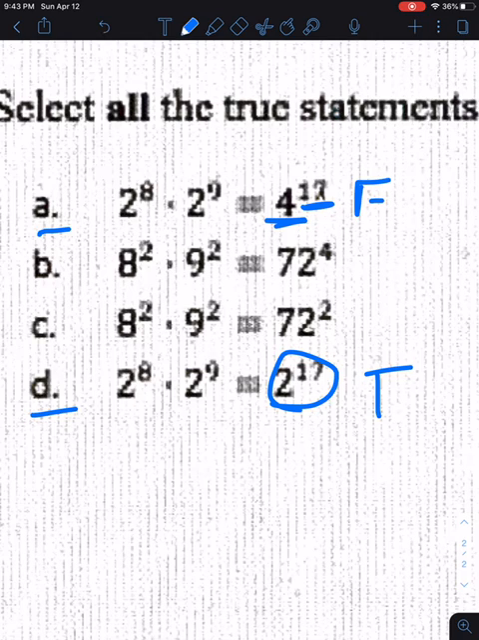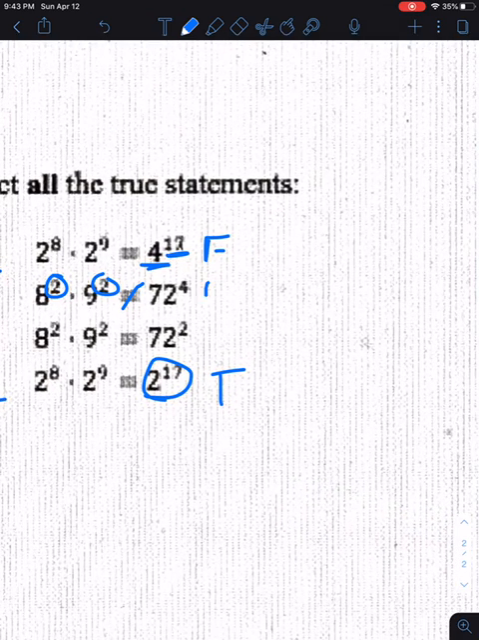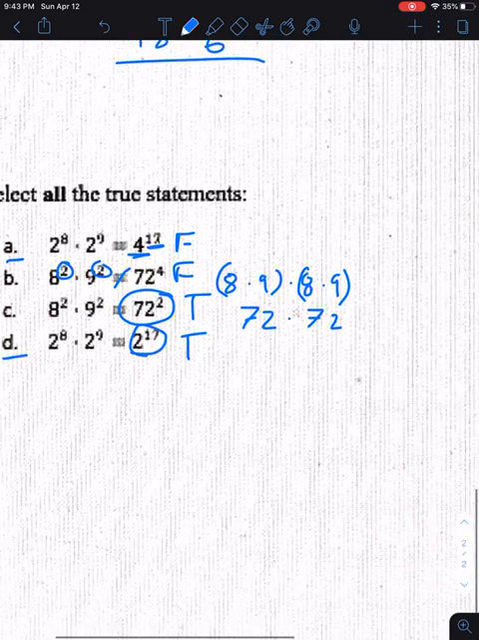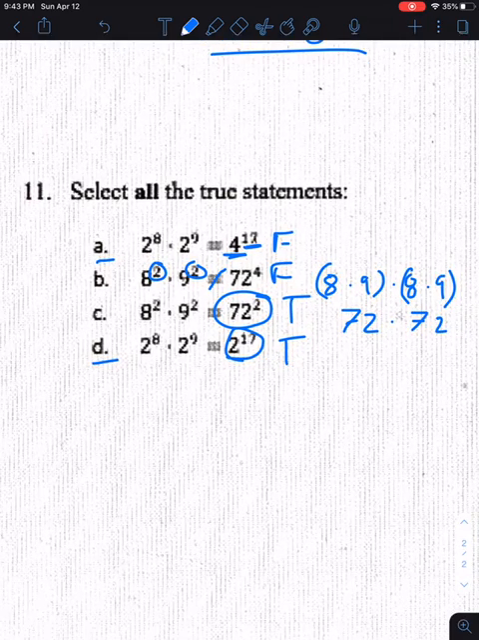All right, let's go on to the next one. So we've got 8 squared times 9 squared equals 72 to the 4th. Okay, so we've got the same exponent here. Great, which means we should have the same exponent here. Oh, but we don't. Okay, so that's a red flag. That one tells us it's not true. So we know this is false, but if we had 8 times 9, and we have both of them show up twice, so we have 2 8s and 2 9s. So 8 times 9 does equal 72, which means we'd have 2 72s, or 72 squared. So this one, C, is true. All right, so the pattern here, we've got false, false, true, true.